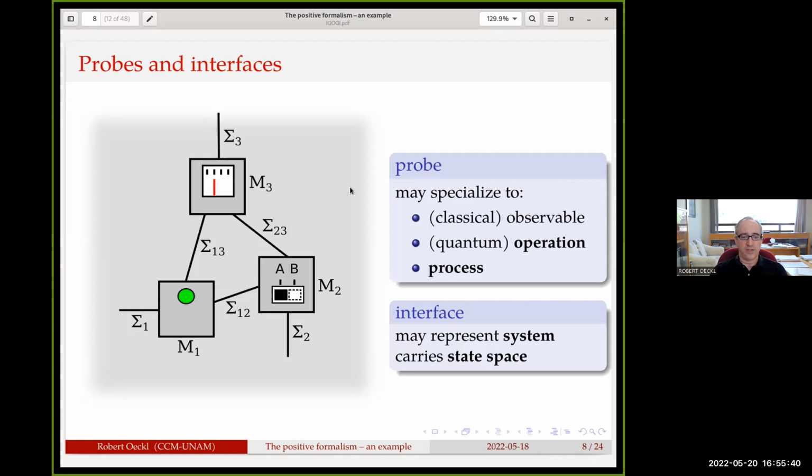Now a probe in classical physics, you can think of, for example, as corresponding to a classical observable. That would be one type of probe. There would also be types of probes that would correspond to modifying the dynamics of your classical system. In the quantum theory, the notion of probe is very close to the notion of quantum operation. Okay, so that's a very useful thing to think about: probes as quantum operations or processes. And the interfaces, in the standard formulation of quantum theory, for example, correspond to systems, right? And carry state spaces. So these partially ordered vector spaces associated to these interfaces, you can think in that context correspond to state spaces.